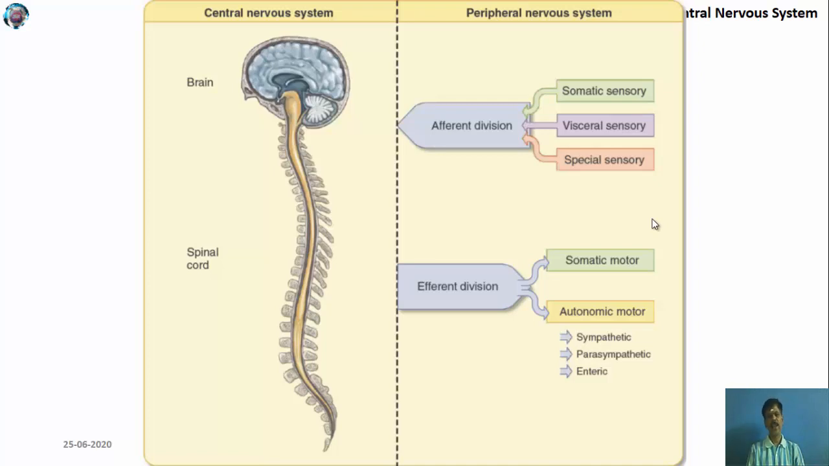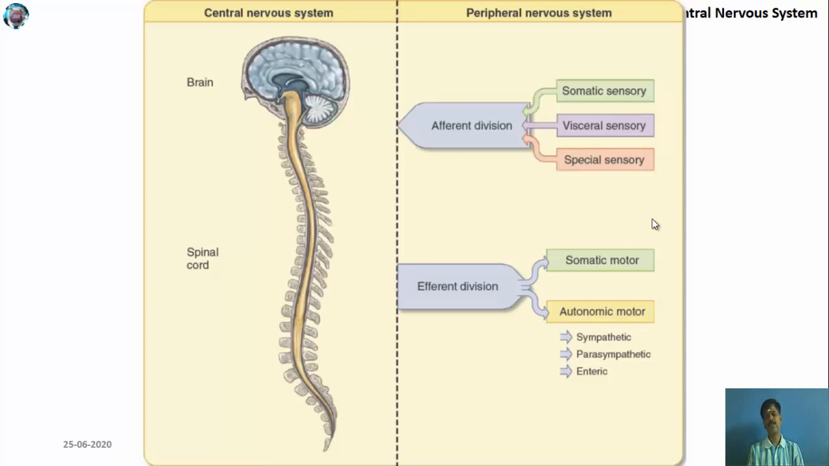The PNS again is of two types: afferent division and efferent division. Afferent division means the component which supplies information to the central nervous system. They are known as the afferent divisions: somatic sensory, visceral sensory, and special sensory. So these three components are considered afferent divisions. When you come to efferent, it means the information which flows from the brain or central nervous system to the peripheral nervous system.